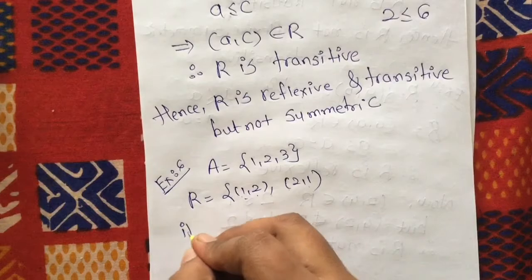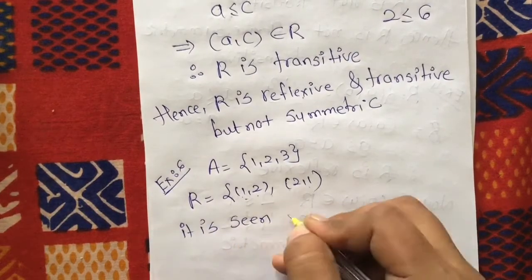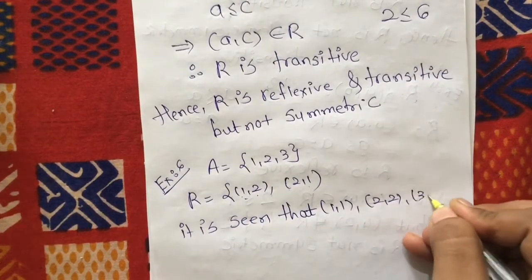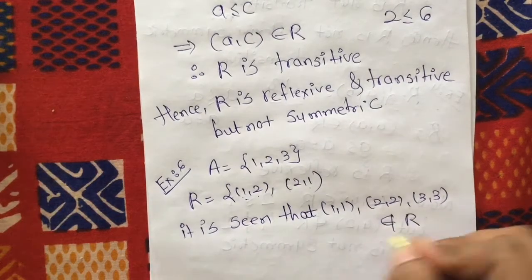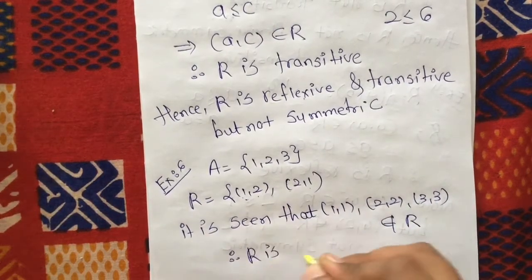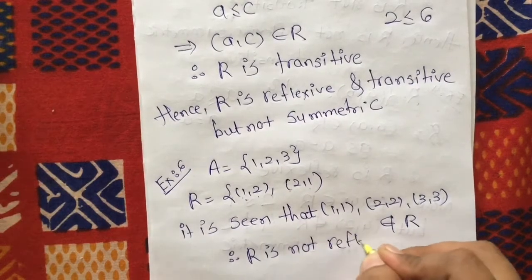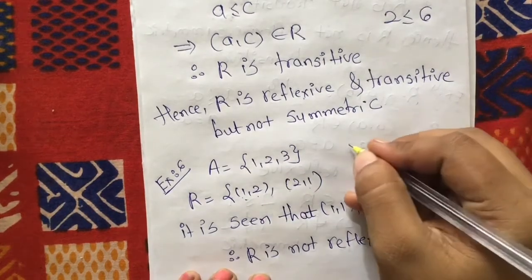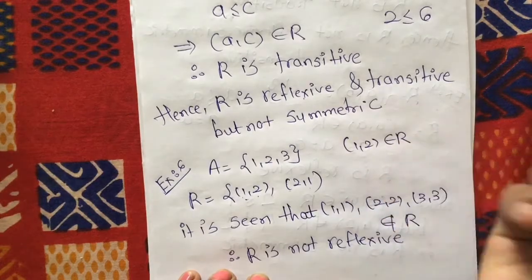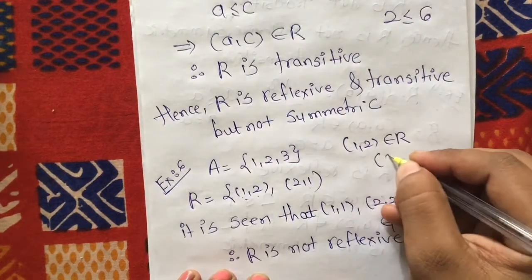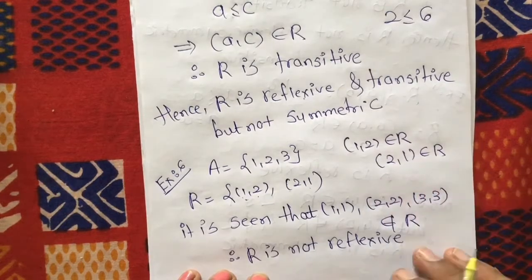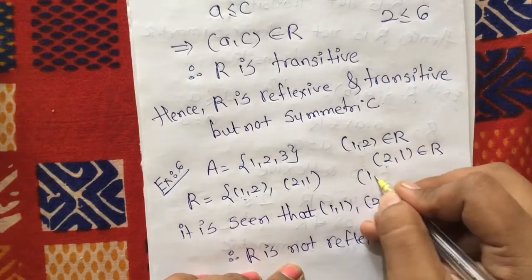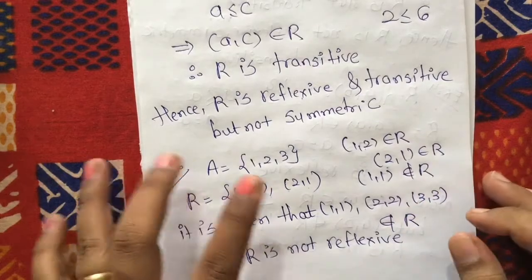It is seen that (1, 1), (2, 2), (3, 3) do not belong to R. Therefore, R is not reflexive. Similarly, we can prove it for transitive as well, like (1, 2) belongs to R, (2, 1) belongs to R, ठीक है, (1, 2), (2, 1), but (1, 1) does not belong to R. Therefore, R is not transitive.